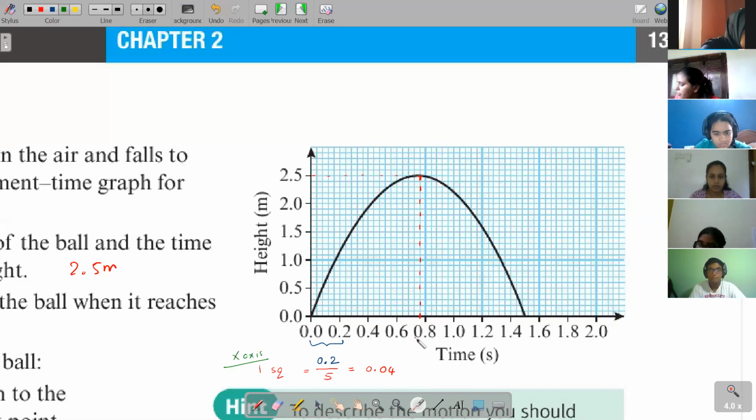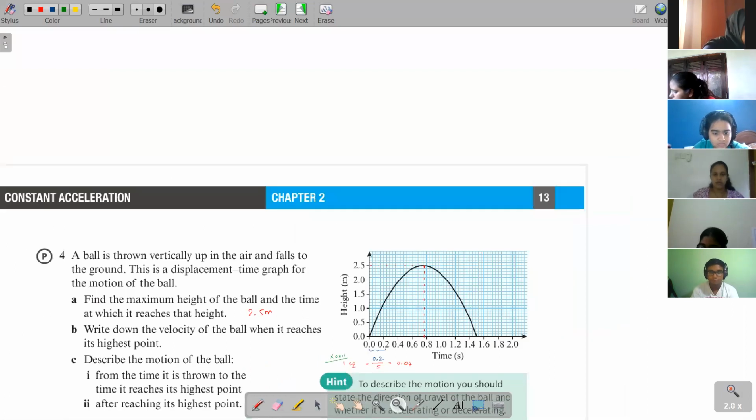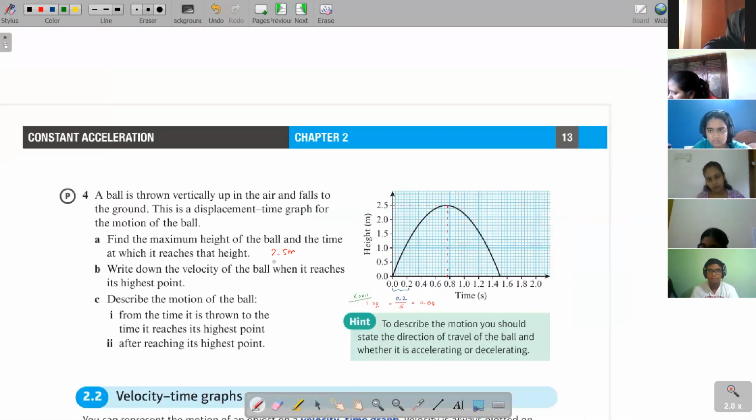Understood? Are all of you looking at this diagram? Can all of you understand what I mean by one small square in the x-axis? Do you understand what I did here? If you are having issues, talk to me and tell me, teacher, I don't understand how you got this, can you explain? Make sure you resolve your doubts before we move on. So I have taken this as the turning point, and the time is 0.76 seconds.